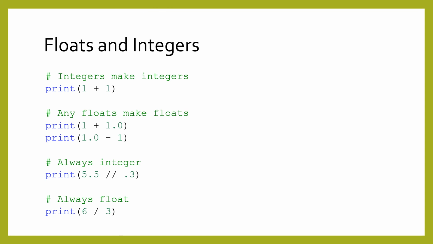You can recall that floats are decimal numbers and integers are whole numbers. When any operation involves any floats, the final result will always be a float, even if it could be expressed as a whole number. The only exception to this rule is when you do division. Remember, integer division will always produce an integer and float division will always produce a float.